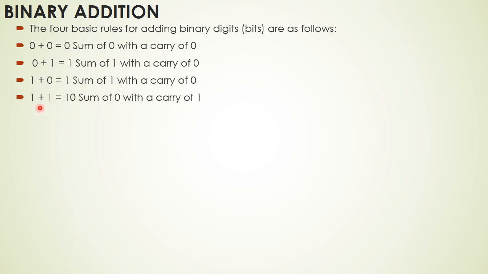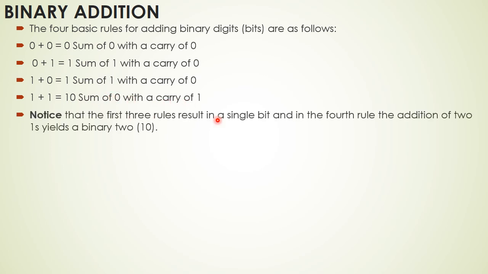Very important part. If 1 is added by 1, 1 plus 1 is 2. It is not 10, it is in binary, it is 2. According to the weight, the weight of 0 is 2 power 0 and the weight of 1 is 2 power 1. So the number is 2. The sum is 0 and the carry is 1. This is a very important part.